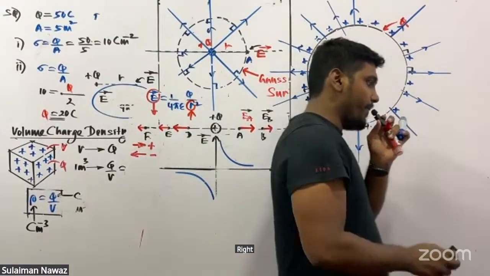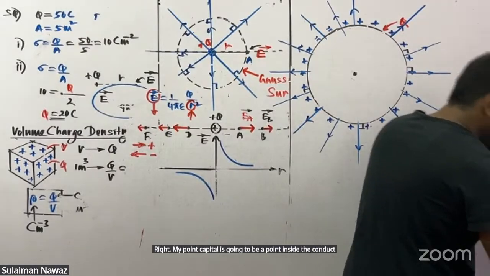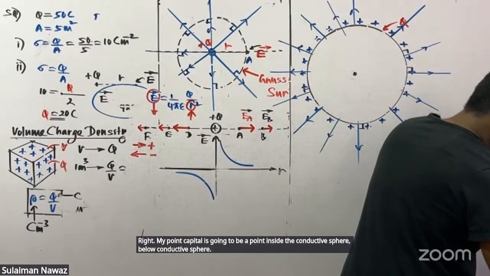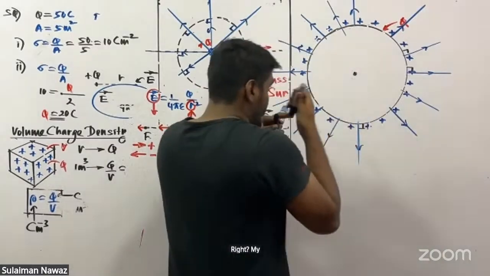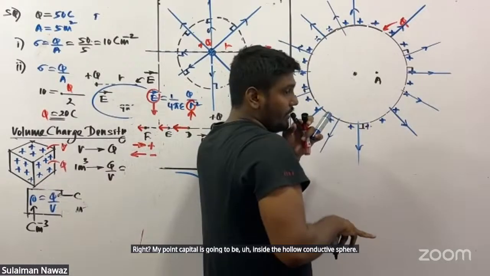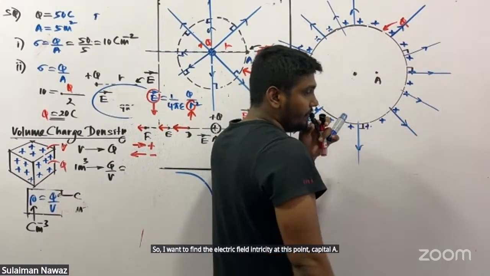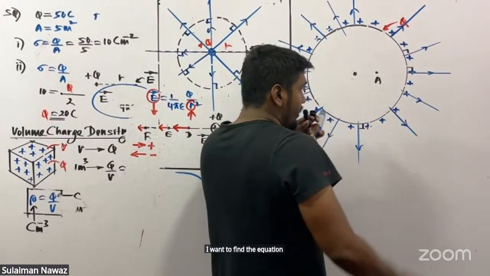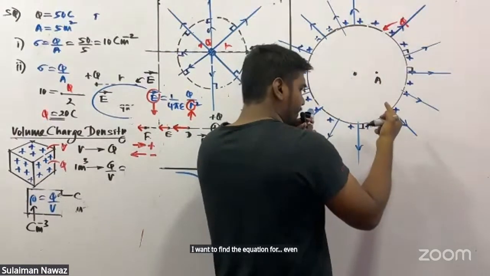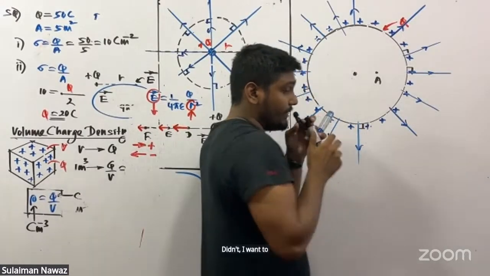My point capital A is going to be a point inside the hollow conductive sphere. So I want to find the electric field intensity at this point capital A. Then I want to select a Gaussian surface.